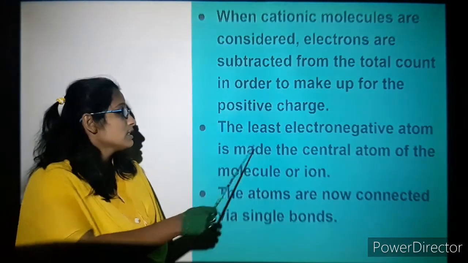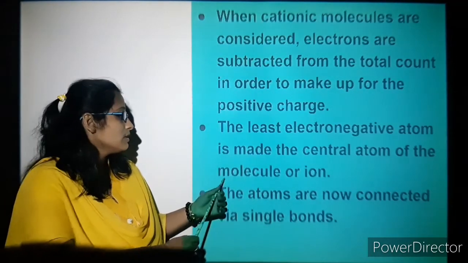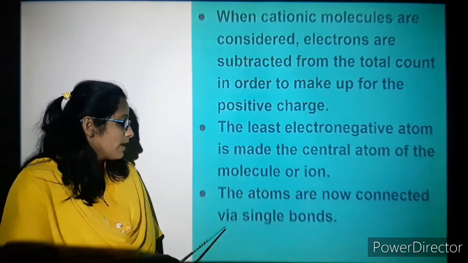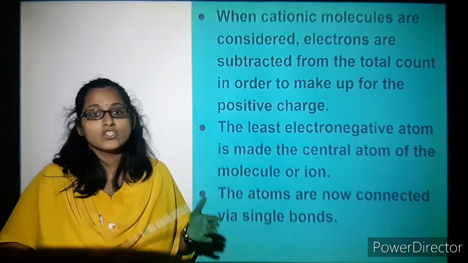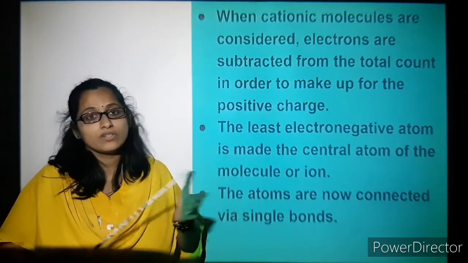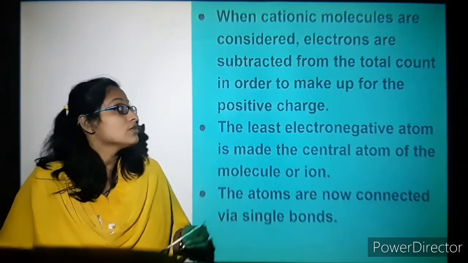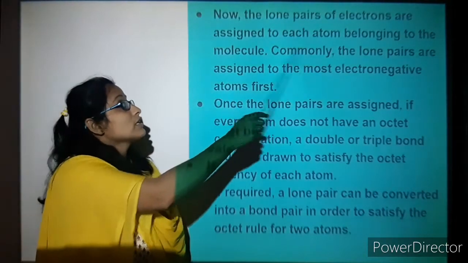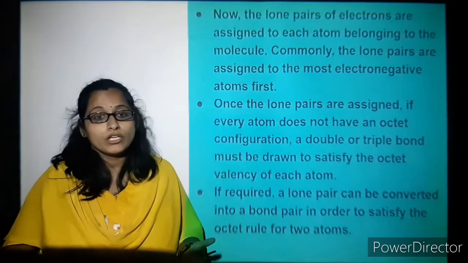The least electronegative atom is placed in the center of a molecule or an ion. Atoms are now connected via a single bond. A single bond can be made either by sharing atoms or electrons, that is either they are going to give their electrons, or take the electrons from the other atom, or they are going to share with each other. From the next slide, lone pairs of electrons are assigned to each atom belonging to a molecule.